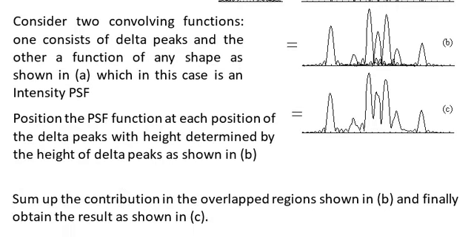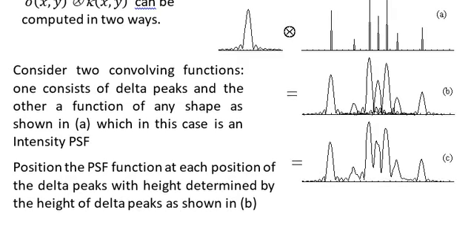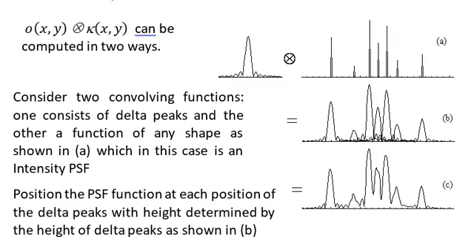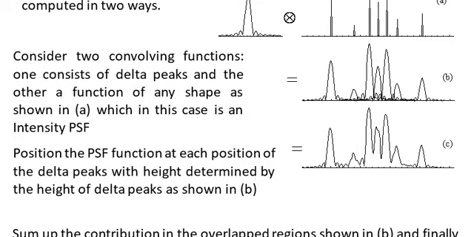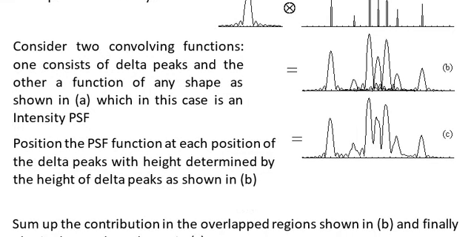Now, what is the method of calculation? Position the point spread function, that is the PSF, at each position of the delta peaks, with the height determined by the height of the delta peak, as shown in B. So in figure B, what we have done is convolve kappa in the top row with the delta functions on the right-hand side of the top row, and we have obtained the function shown in B.